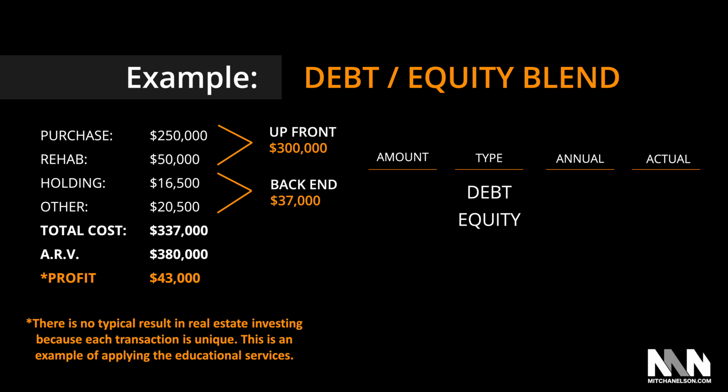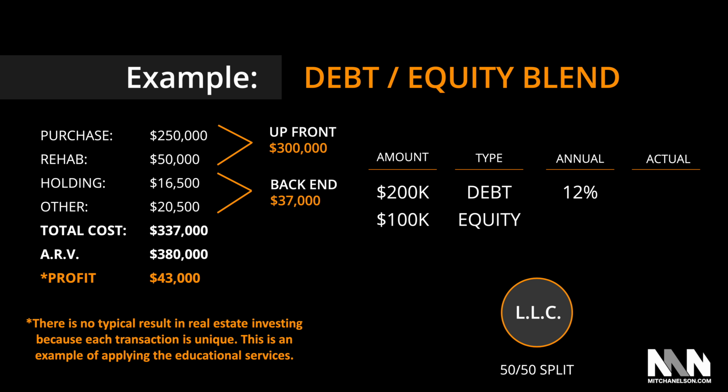So in our example with the debt equity blend, here's our 1, 2, 3 Main Street numbers. We need $300,000 up front. We're going to raise 2/3 of that in debt. That's $200,000 at a 12% annual interest rate. Our other $100,000 comes in from our equity partner. And the way that we structure that is we're going to go out and talk to the equity partner about bringing in their funds. And we're going to structure that in an LLC in a lot of cases, or in some cases, a joint venture agreement. But in this case, we've talked about doing a 50-50 split.